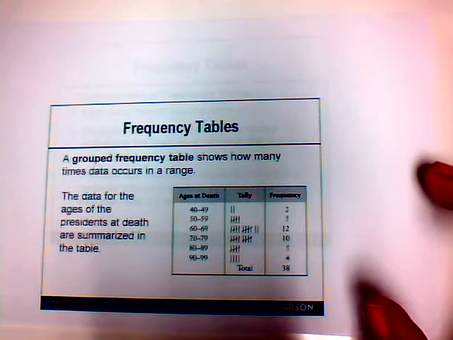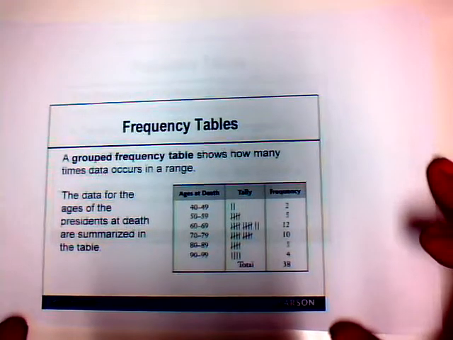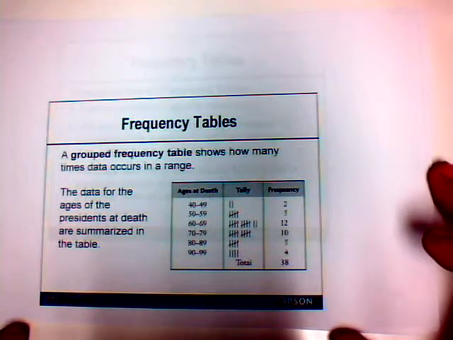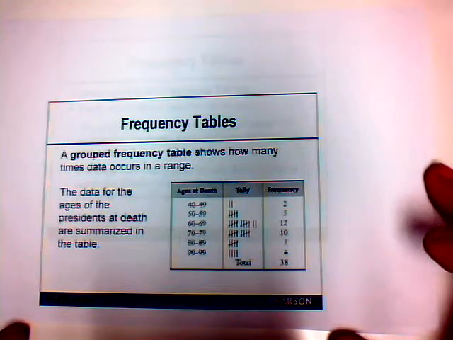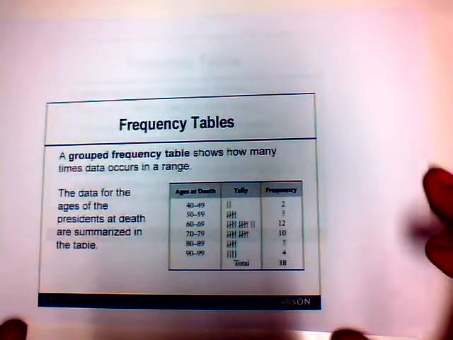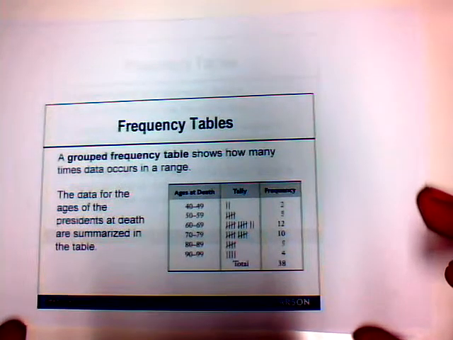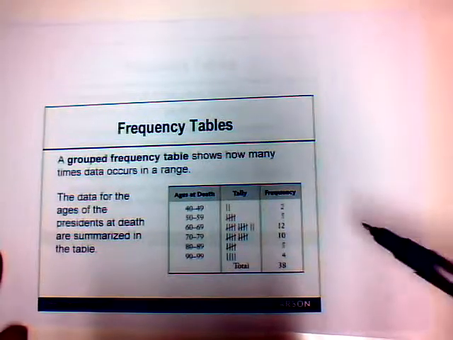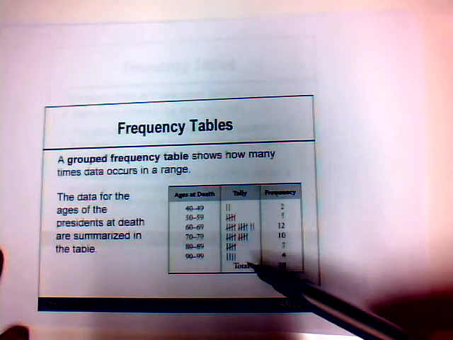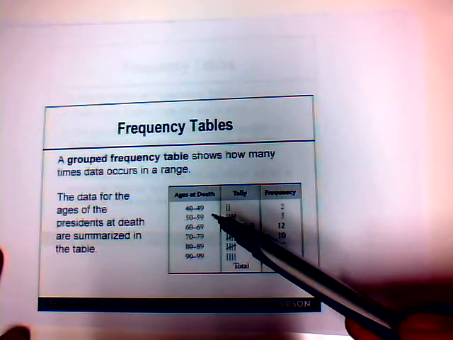Okay, next is frequency tables. A grouped frequency table shows how many times data occurs in a range. Here, the data for the ages of the presidents at death are summarized in the table. Okay, so as you can see here, we can use that frequency table.